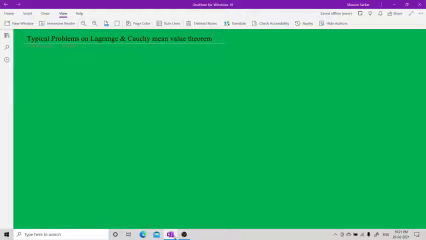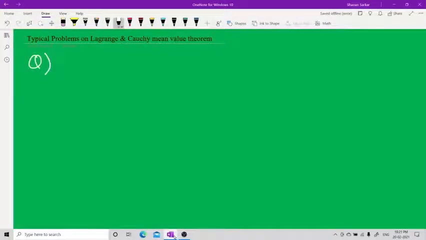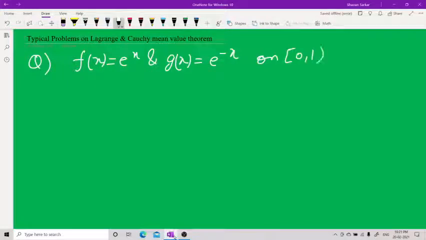Question: f(x) is e to the power of x and g(x) is e to the power of minus x on the closed interval [0, 1]. Verify Cauchy's theorem.